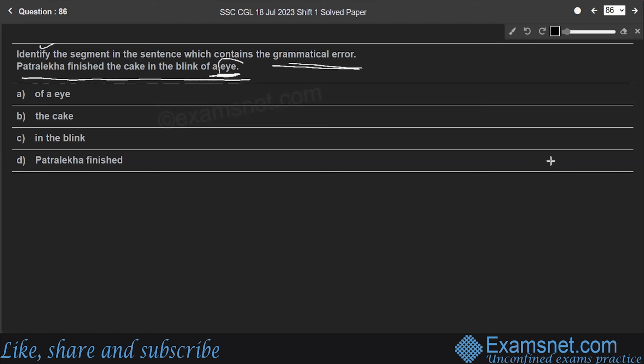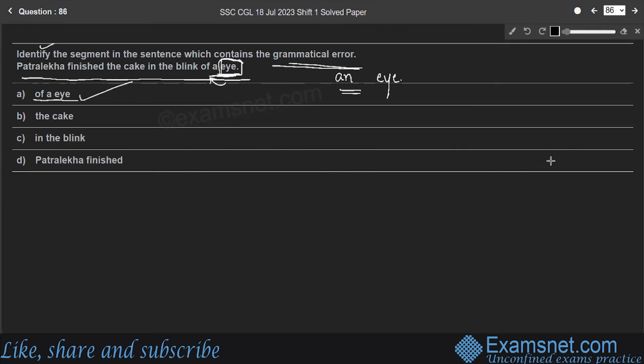Here the word eye starts with E, a vowel, right? Therefore, the proper article to be used here is an eye. So in the blink of an eye is the right answer. Therefore, the phrase or the segment which has the grammatical error is of a eye.